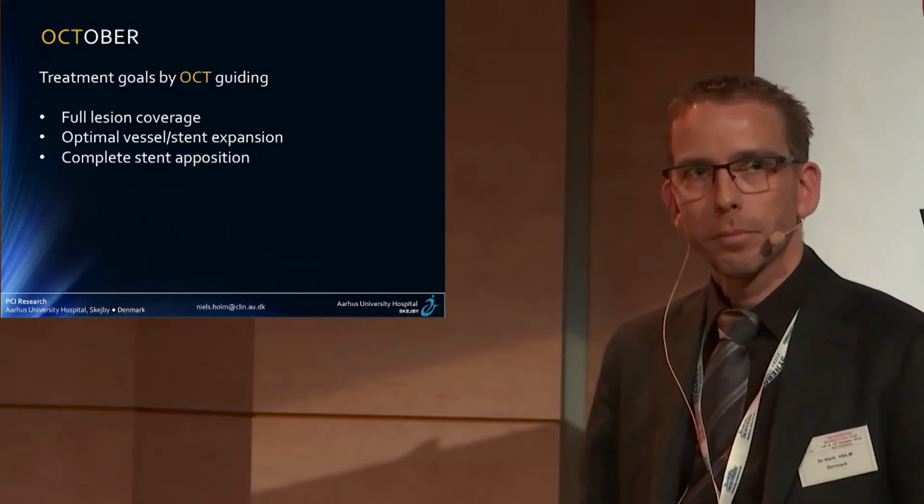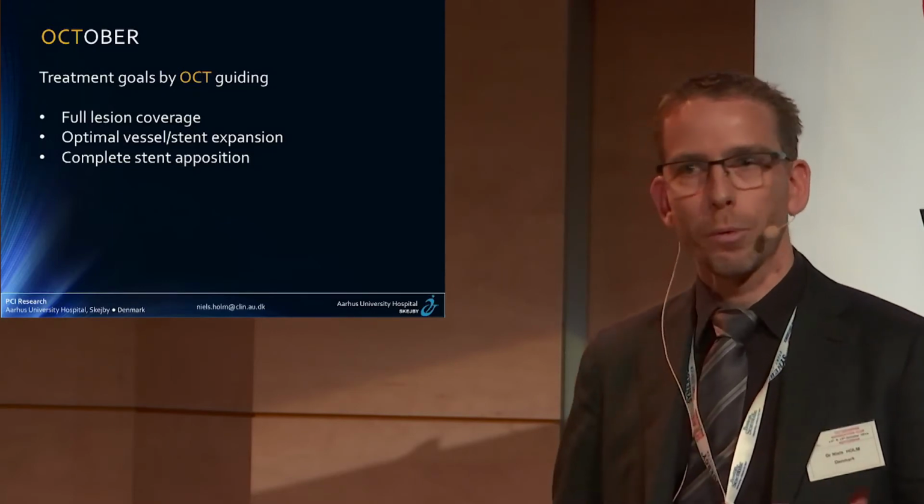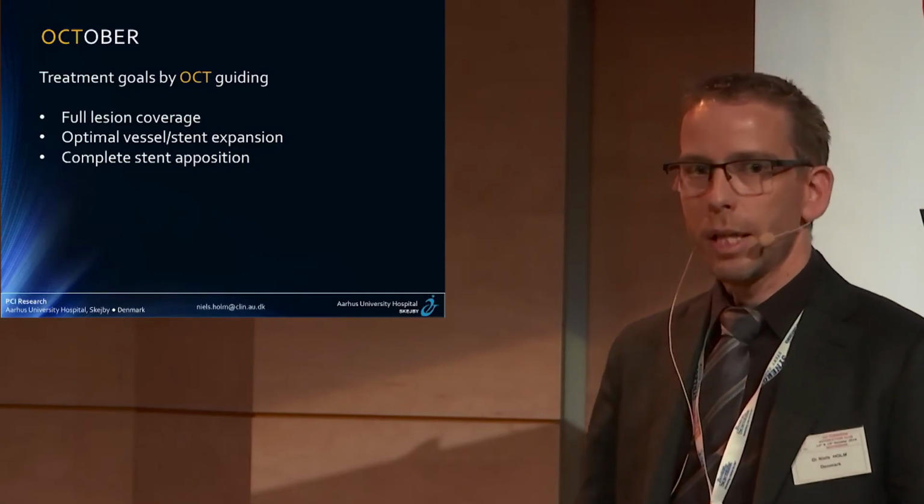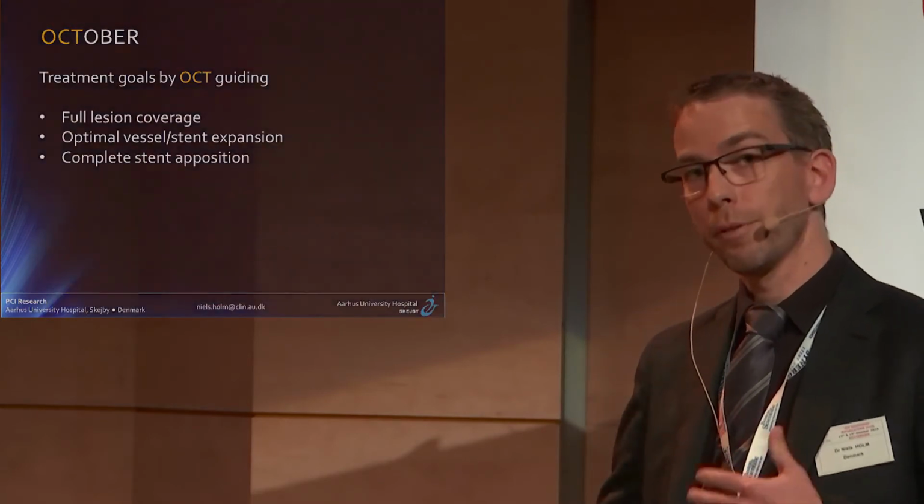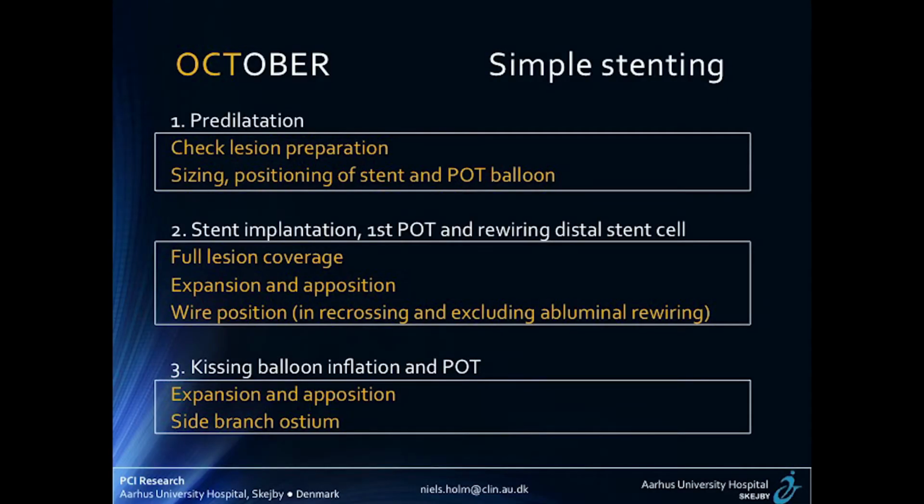And to get there, we have looked at OCT, how we can use it as simple as possible, because we will have 40 centers on board this trial, so we need to simplify it as much as possible, and also to reduce the load of contrast, of course. So we will have this scheme here where you have first pre-dilatation, and then after pre-dilatation, to increase the feasibility of OCT, we'll do an OCT pullback for checking lesion preparation, sizing and positioning of stent, and sizing of the POT balloon. Then we'll go on with a stent implantation, the first POT, and rewiring of the distal stent cell.